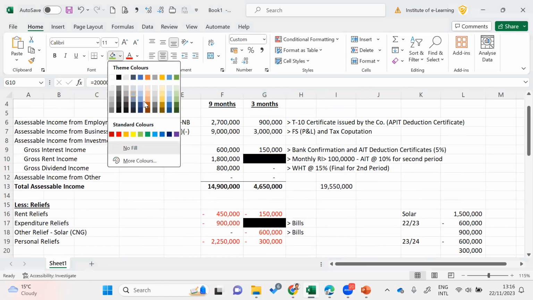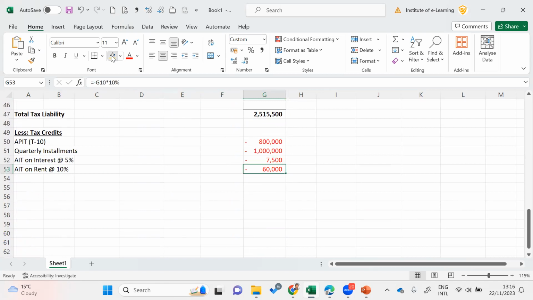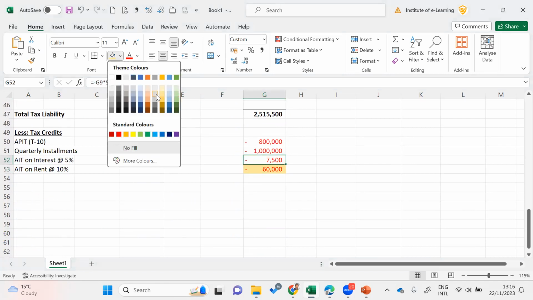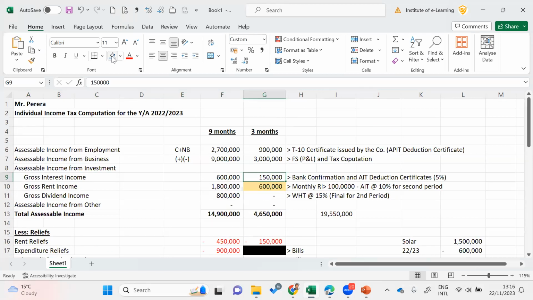On this, we take a different color. We can get the credit for interest, so we have a tax credit. You need to remember these things. For dividends, for the certain period, it's final and will not be a part of assessable income from investment.